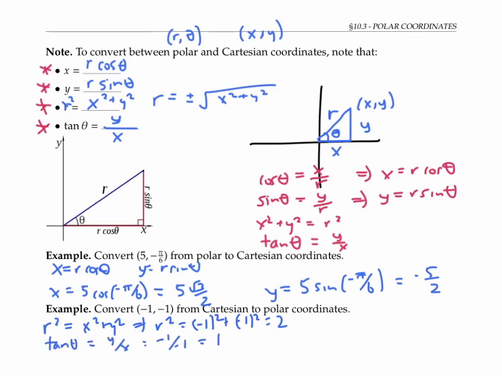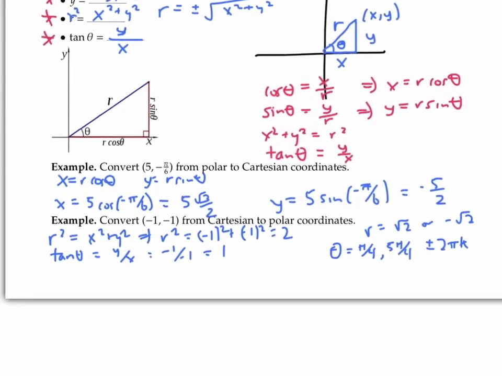Now there's several values of r and theta that satisfy these equations. R could be square root of 2 or negative the square root of 2, and theta could be pi over 4 or 5 pi over 4, or we could add multiples of 2 pi to either of these answers.